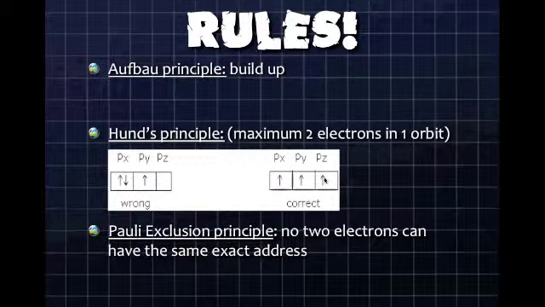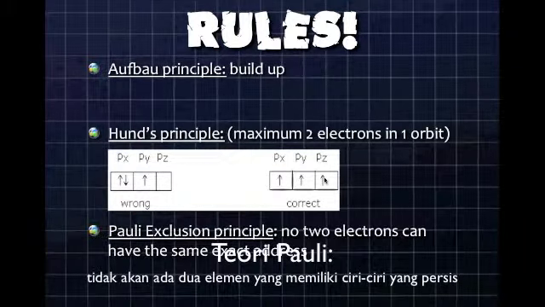The third one is the Pauli exclusion principle, and it tells us that no 2 electrons can have the exact same address. They will always have a different principal energy level, magnetic quantum number, spin, or angular momentum to ensure that no 2 electrons are located in the same space.